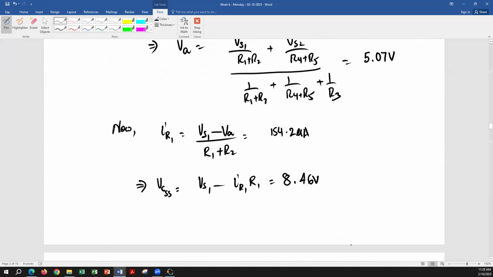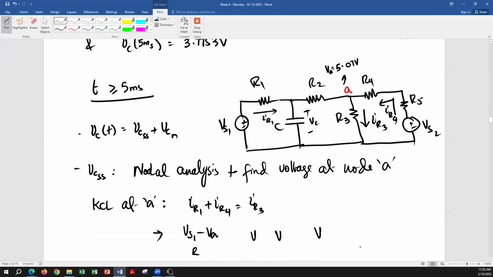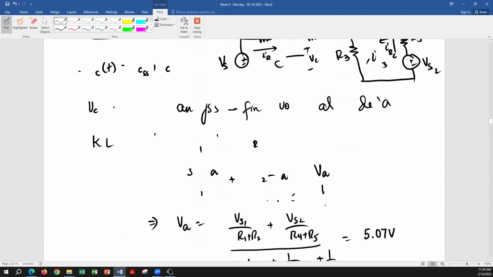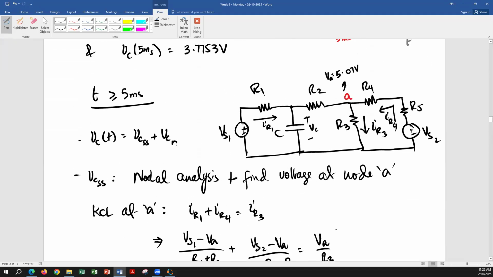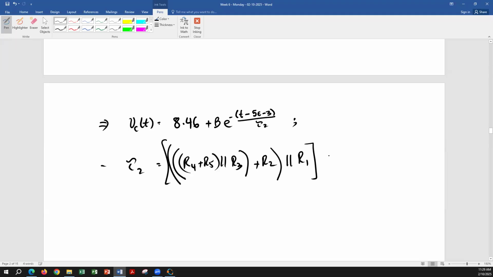Let me do it here so everyone can see that. Tau 2. So R4 in series with R5, parallel to R3. This whole thing is in series with R2, and this whole thing is in parallel with R1, and then times C.